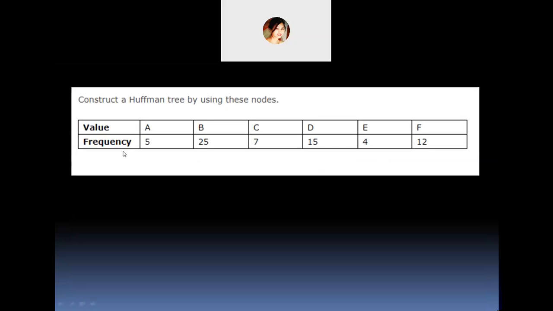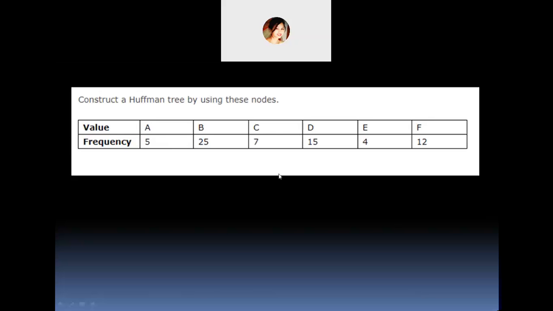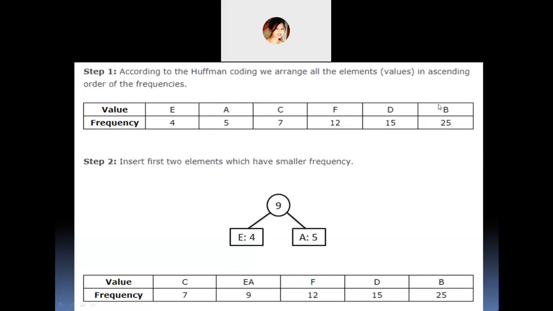We got it yesterday. Some of you had faced a problem in step 4, right? So I'll just quickly run through this solution. Suppose these values are given: 6 characters from A to F with these respective frequencies: 5, 25, 7, 15, 4 and 25, right?